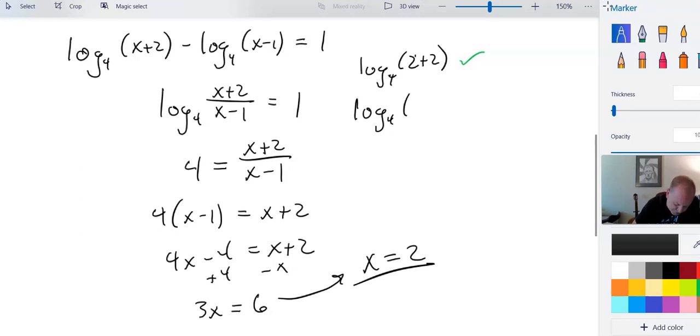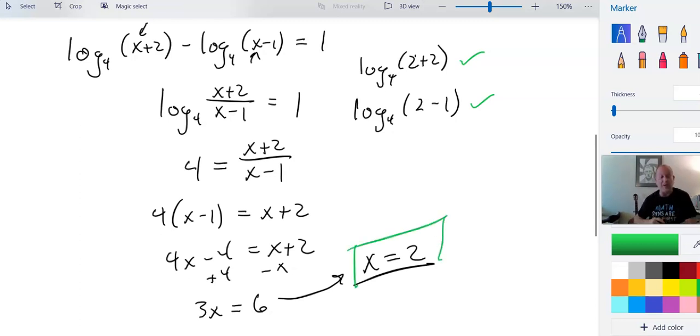Right, because x is 2. So we're just plugging the 2 in there. And then we're going to plug the 2 in here and make sure we're okay. 2 minus 1, well, that's the log base 4 of 1. So that one's also a green check mark. Right, I don't have a negative number inside the log, which means that this is my answer.